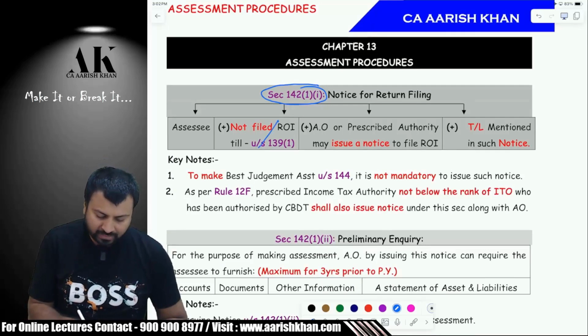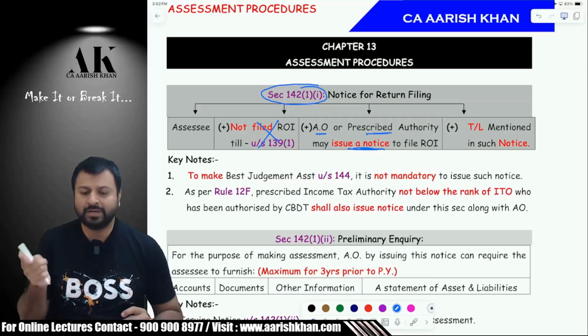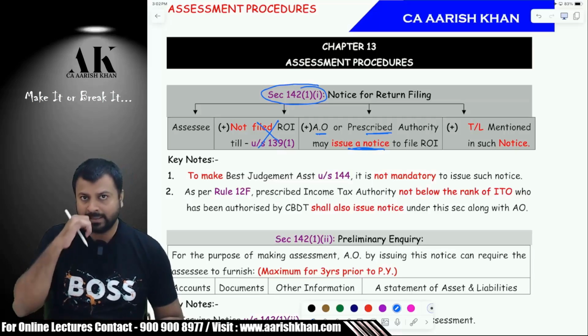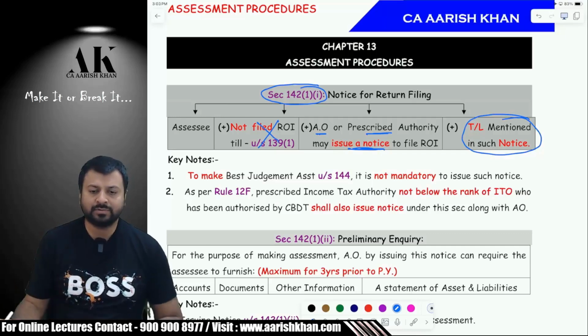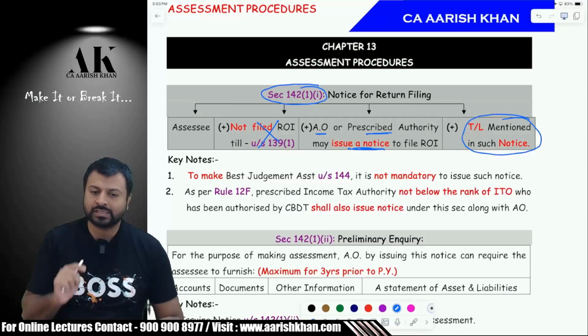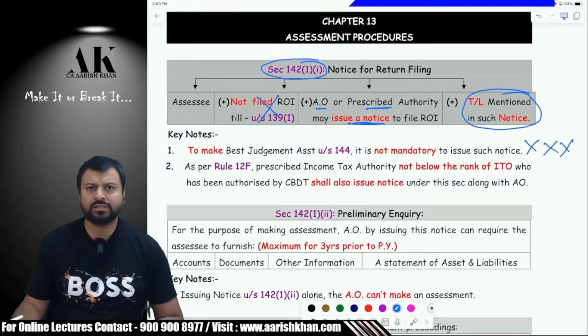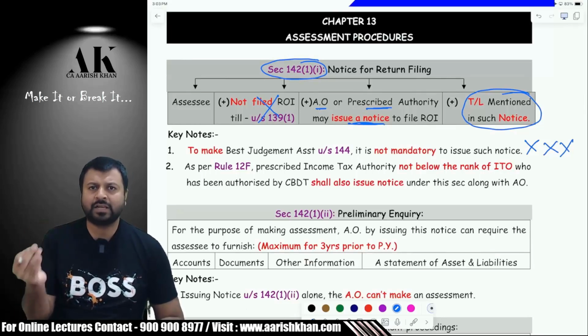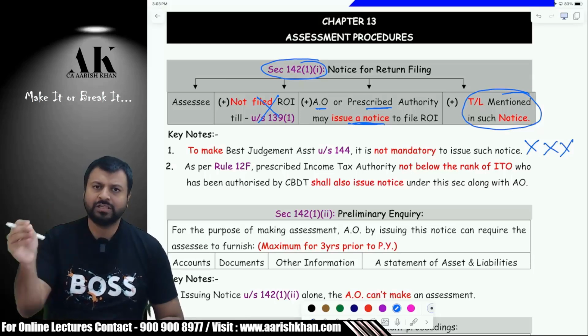If you have not filed the return on time, then the AO or the prescribed income tax authority may send you a notice, and accordingly you have to file the return within the time mentioned in the notice. In how many days you are supposed to file the return will be mentioned in the notice. Sir, is this notice necessary to make a best judgment? No. I am not saying this notice is necessary to make a best judgment assessment, but this notice may be sent to any person who has not filed the return. It is just a reminder by the income tax department that your due date has gone and you have not filed the return, so please file it on time.